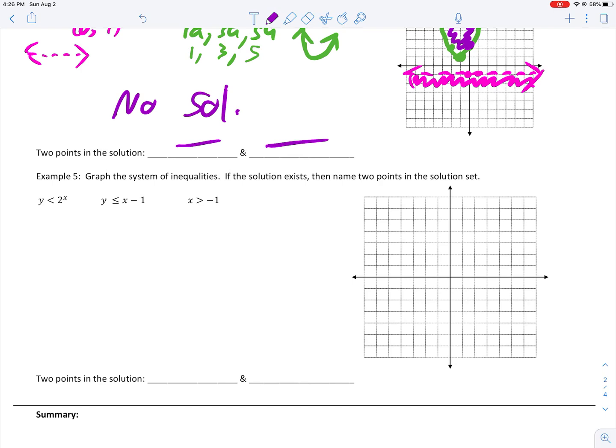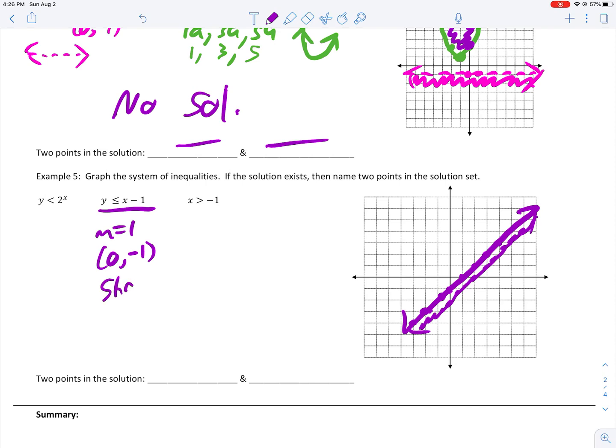Okay, and the last 3 here. Now, again, to have a solution, in this case, all 3 regions are going to overlap. If they don't, then there's not a solution. So we'll save the exponential right now. Let's do the lines. So this is a line that has a slope of 1, and it's been shifted down 1. So the slope is 1, and it's going to be a nice solid line, and it's less than, so we're going to shade below it.